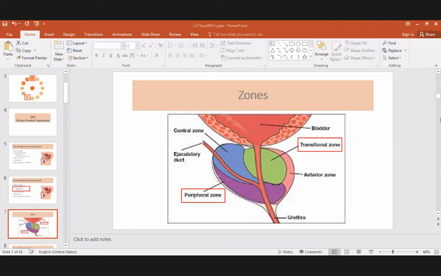To make it easy for you, the enlargement of the transitional zone is associated with BPH, and the enlargements of the peripheral zones are usually associated with prostatic malignancies.